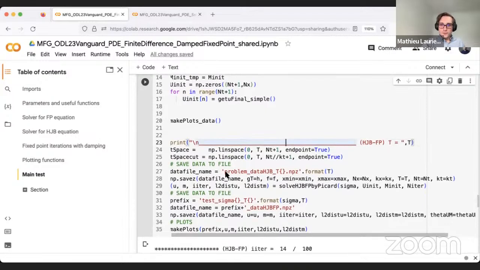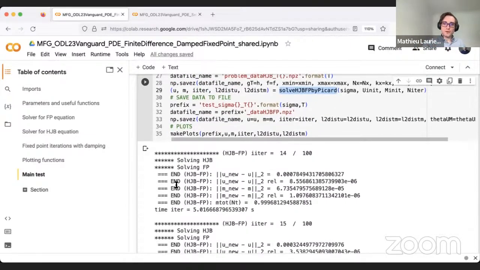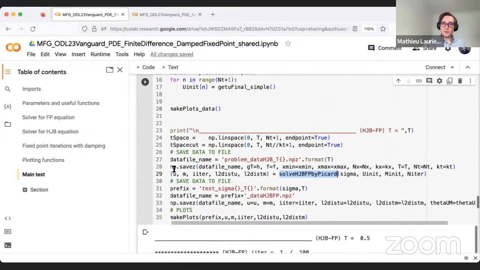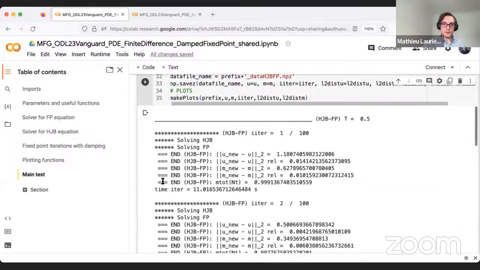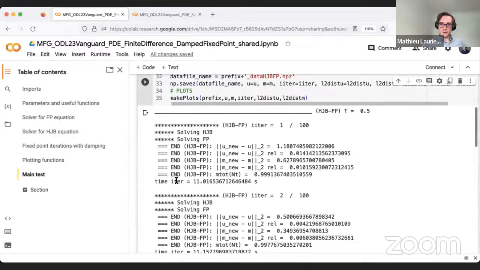All right, and here you see that I call this method solve HJB FP by Picard, which is going to do all the work. So I already ran the algorithm. We can run it. It's not very fast, but it's reasonable, at least if you don't have too many time steps. Again, this code is just for pedagogical purposes. So there are many ways to improve it if you need a code that goes really fast and so on.